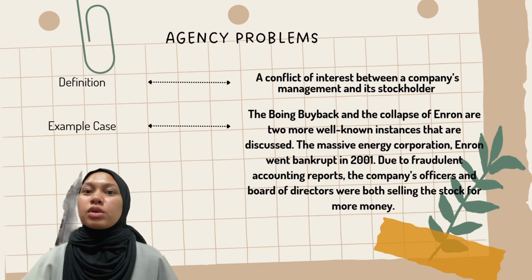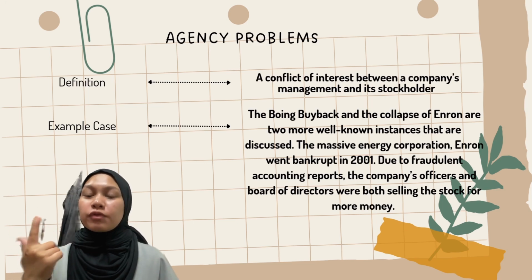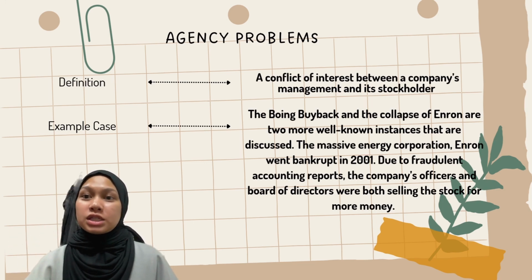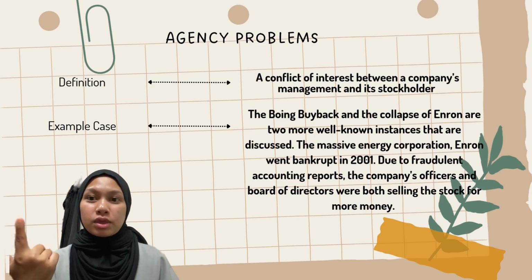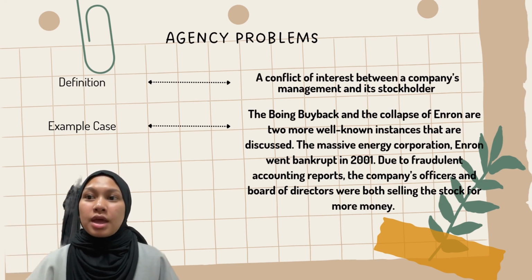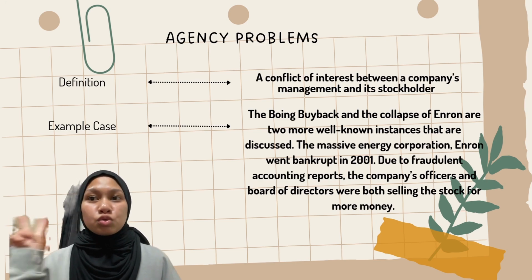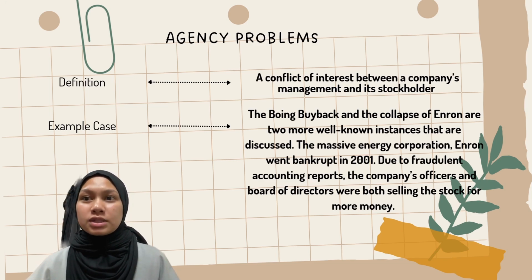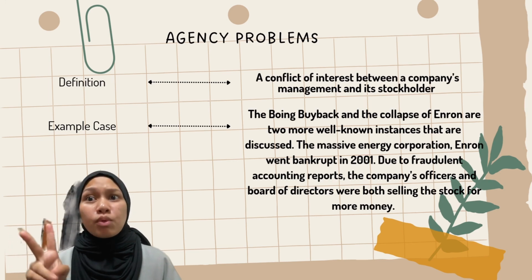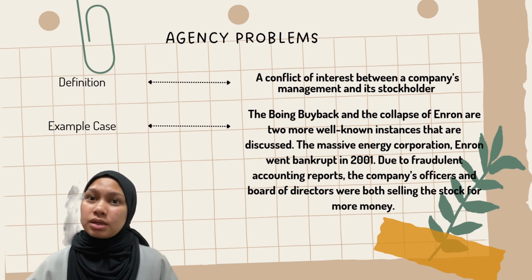Next, for my part, I will explain about agency problem and cost of equity. Agency problem is a conflict of interest between a company's management and the shareholders. For example cases, the Boeing buyback and the collapse of Enron are two well-known instances that are discussed. The Enron Corporation went bankrupt in 2001 due to fraudulent accounting reports. The company officers and board of directors were both selling the stock for more money.